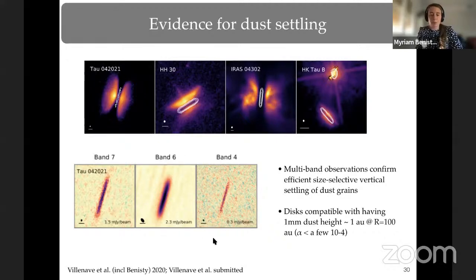And by looking at different wavelengths, we could infer that the efficiency of this dust settling towards the midplane is very, very efficient, and that overall the vertical turbulence is quite low.